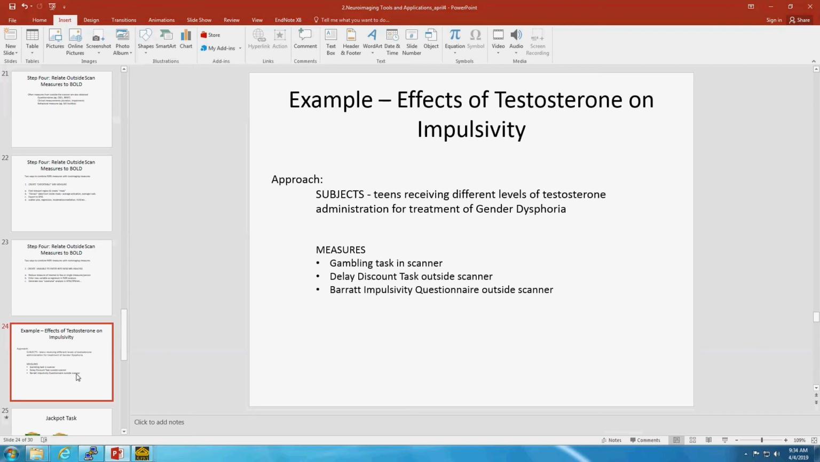How wiggly are you when you go to a movie? How much can you inhibit? Or it might even be a parent questionnaire, whatever. It doesn't really matter. It's some standard measure of impulsivity trait.